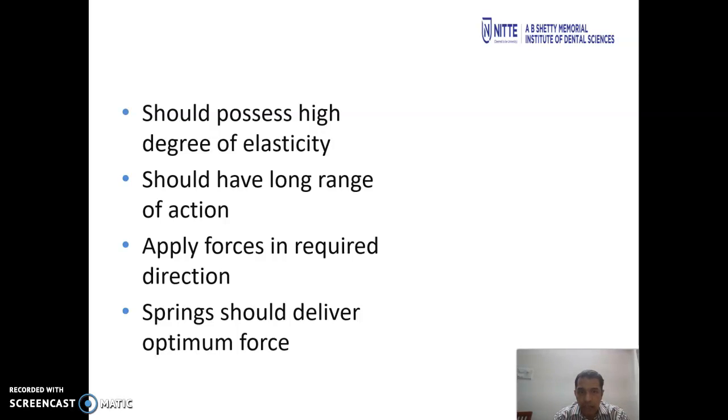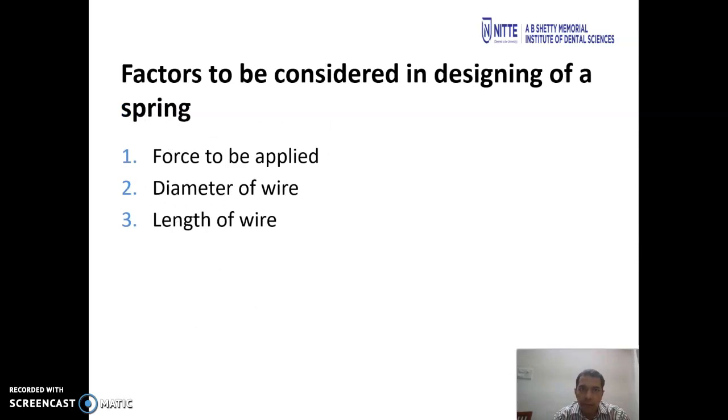We'll see about this. There is something known as the Boschinger's effect. We'll see it a little later. They should apply forces in the required direction and they should deliver the optimum force. We would have seen in some other topic in biomechanics or the types of tooth movement, what is optimum orthodontic force. The springs should deliver according to the optimum force.